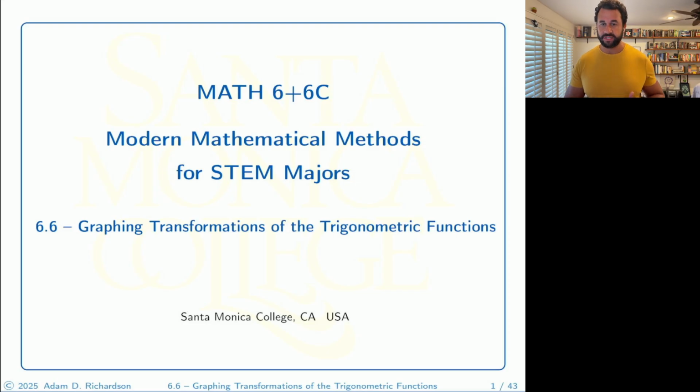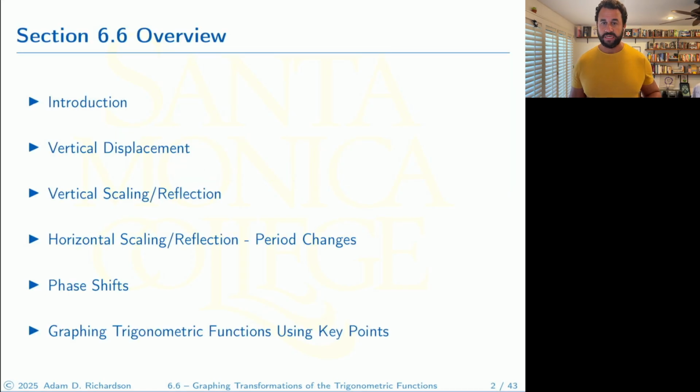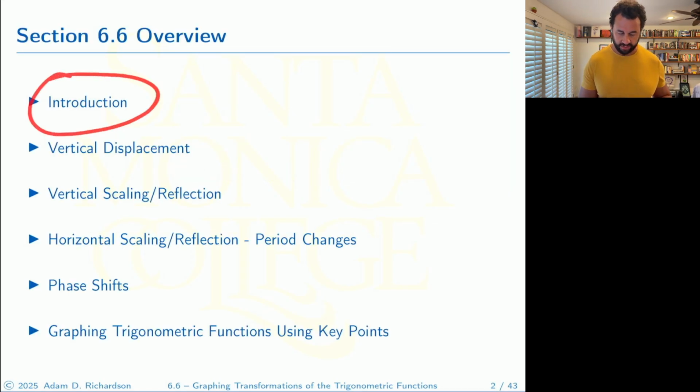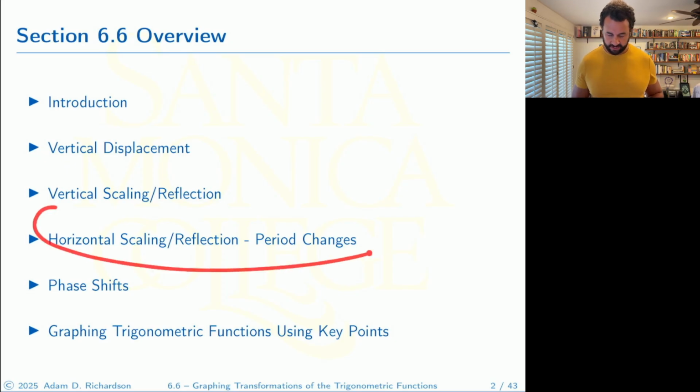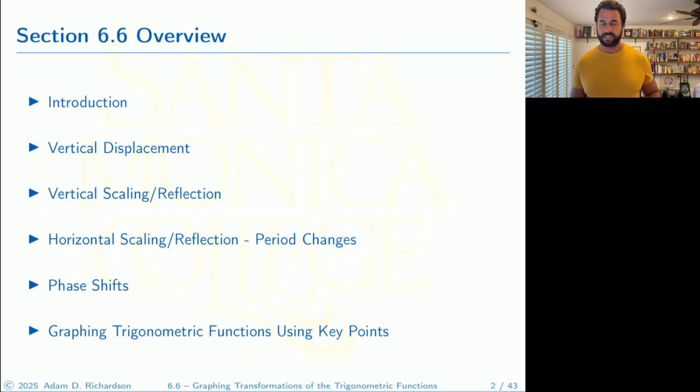All right, so we're on section 6.6, talking about transformations of the trig functions. And here's the overview. I'm going to start with a little bit of an introduction. We're going to parse things out in different ways. We're going to talk about vertical displacement, vertical scaling and reflection, horizontal scaling and reflection and how that affects the period of these functions. Then we're going to talk about phase shifts. And then the bulk of the lesson is going to be dedicated to graphing trigonometric functions using key points.